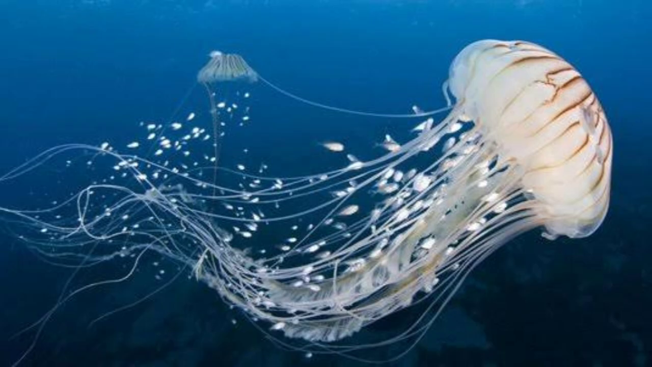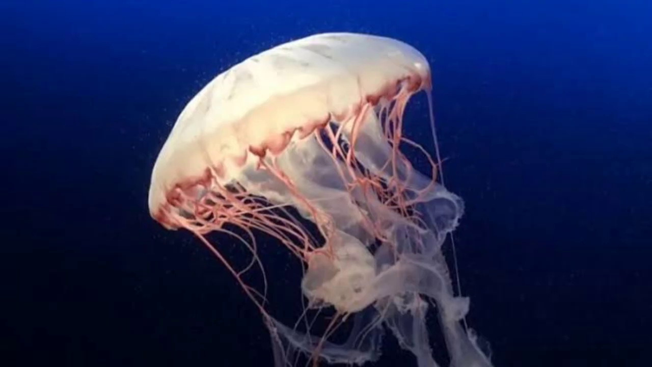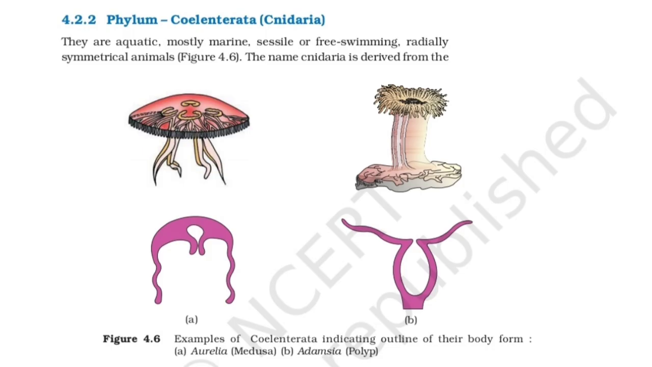Today we are going to learn about the phylum Coelentrata. The phylum Coelentrata is the second phylum in the animal kingdom. They are otherwise called Cnidaria. We will see the general characters of phylum Coelentrata.